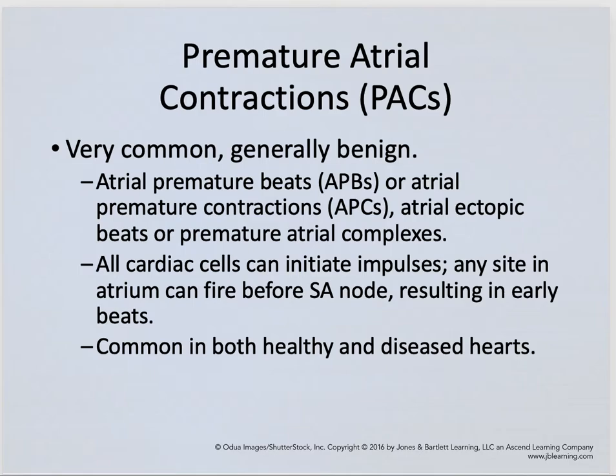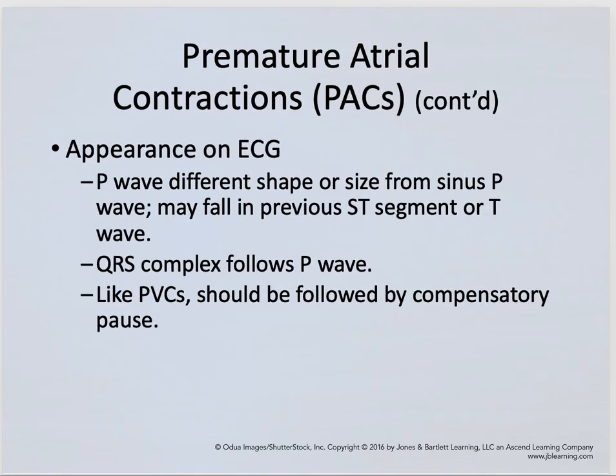Regardless, it's a cardiac cell that's initiating a pulse. So at any site in that atrium, one of those cells is getting really excited and it's firing before the SA node is stimulated. When you have a cell in the atrium like this, we call it an ectopic site. An ectopic cell gets excited. It has the potential of causing a contraction without it being stimulated from that SA node. And premature atrial contractions can happen in healthy people and diseased people.